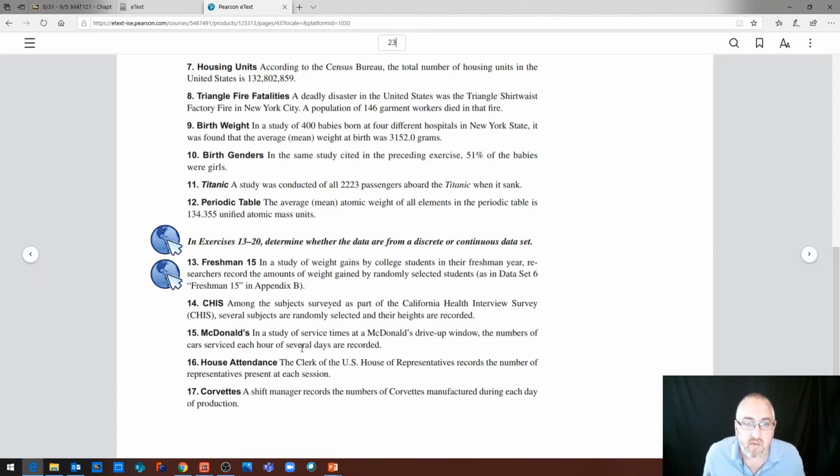So let's look at the next one. McDonald's. In a study of service times at McDonald's drive-up window, the number of cars serviced each hour of several days are recorded. So what would the number of cars be considered? Yeah, you guessed it. It's going to have to be discrete. You have to have a specific number of cars. You can't have half a car go through. So that would have to be discrete. All right, so far, so good.